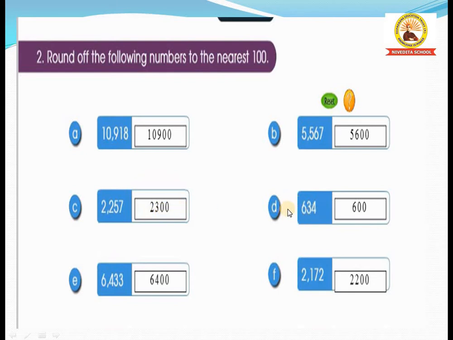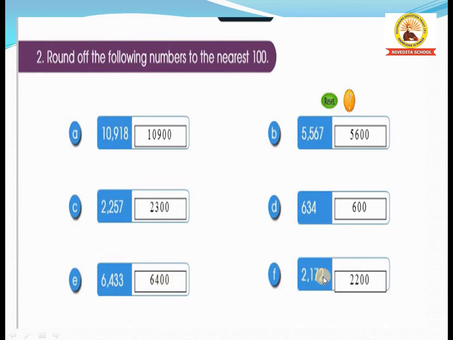634, is it nearest to 600 or 700? Yes, it is nearest to 600. So we will write 600. Similarly, 6433. 433, is it nearest to 400 or 500? Yes, it is nearest to 400. So 6433, three numbers, 433 is nearest to 400. So we will write 6400.